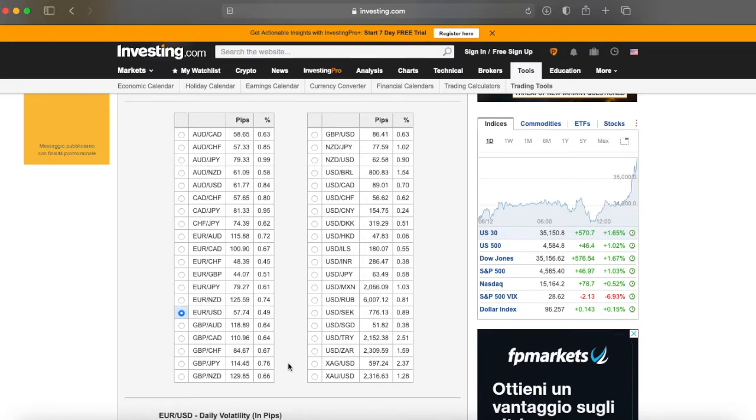If you are a trader who likes volatility and has a low risk tolerance, you will want to focus on high average daily range pairs. If you are a trader that does not like volatility and has a high risk tolerance, you will want to focus on low average daily range pairs.